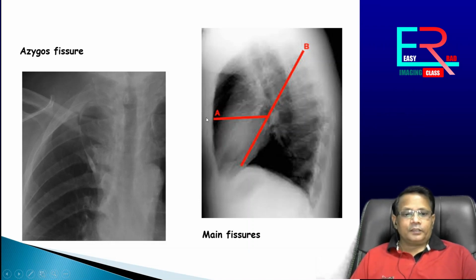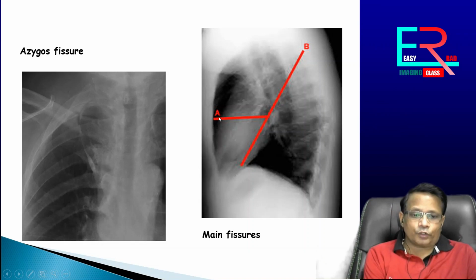Okay. Here this is a line drawing diagram of the major fissure, the oblique fissure. This is the horizontal fissure. So these are the locations of the horizontal fissure. This is the oblique fissure.